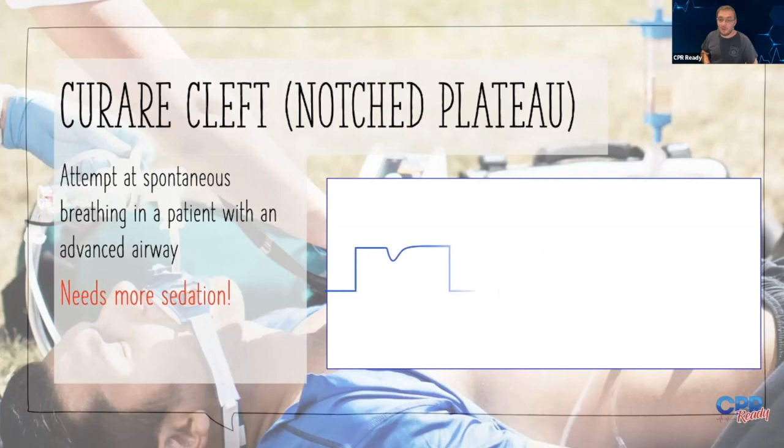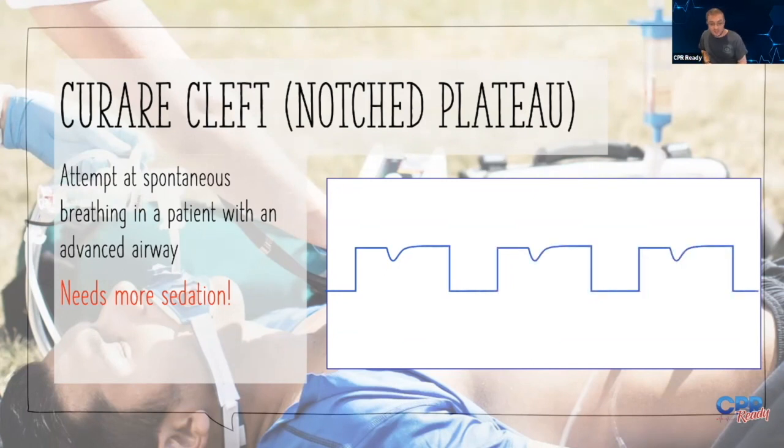You've intubated them, or you've put whatever advanced airway that you're using. And while you're ventilating them, you're noticing this little notch in the waveform, right? You're seeing this thing, we call this a curare cleft, or a notched plateau. This signifies to you that they're trying to take their own breath on top of what you're doing.